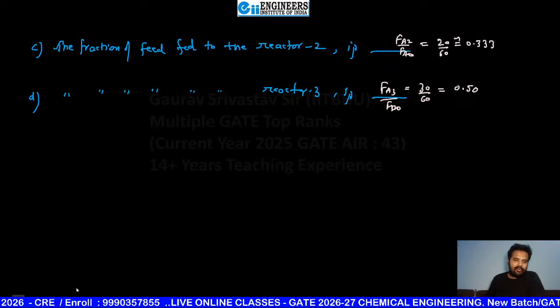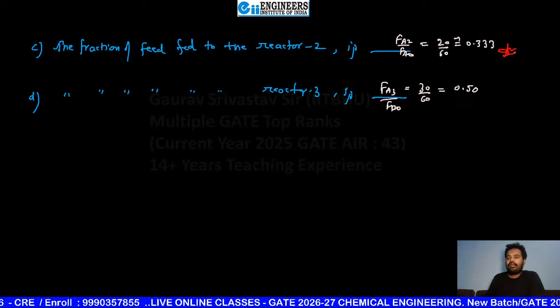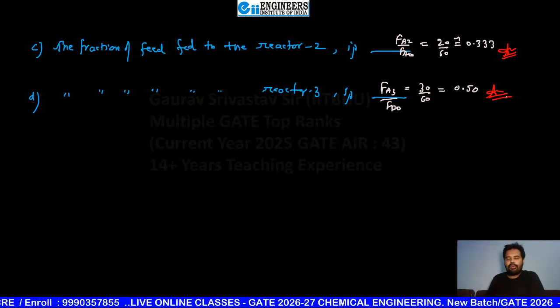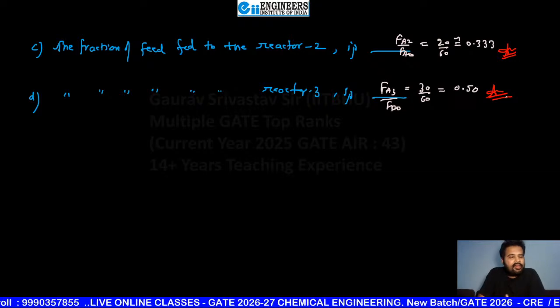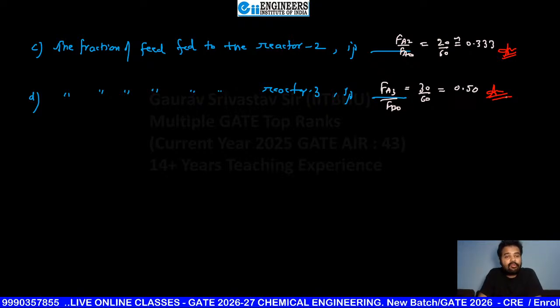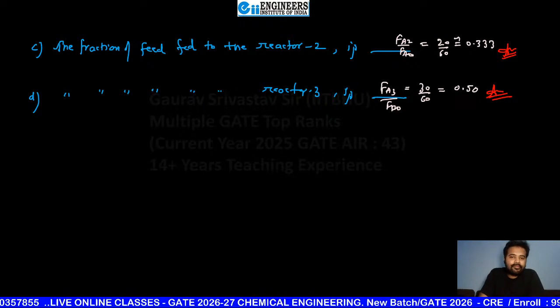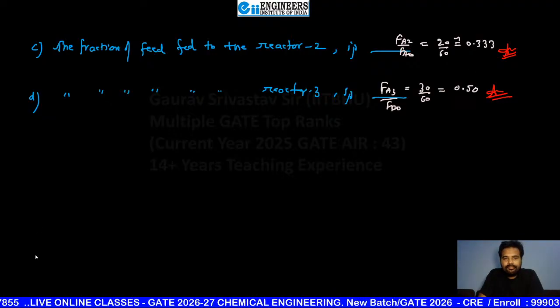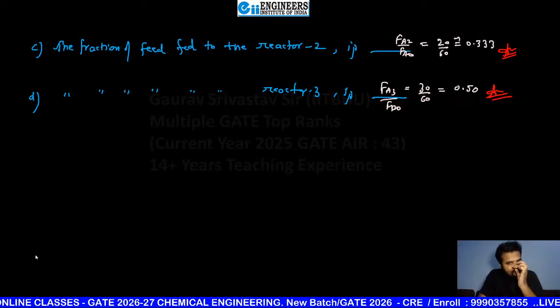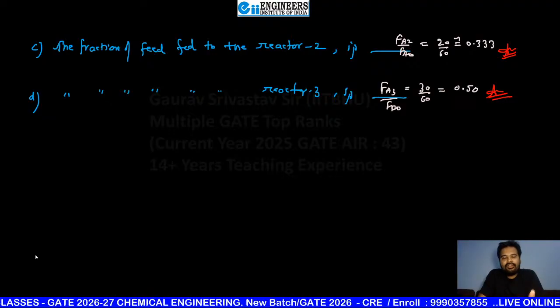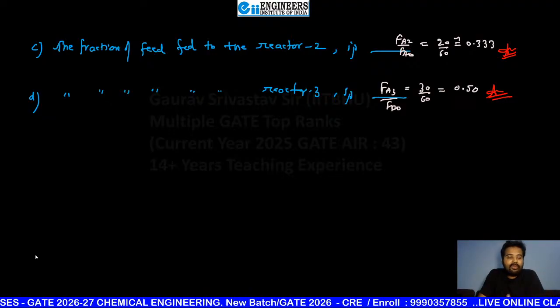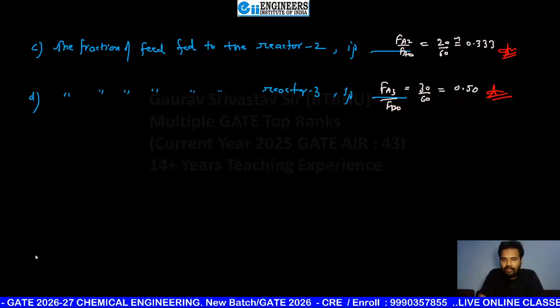Tell me, beta, is everyone clear? Is everyone able to solve any problem relating to this topic, CSTR in parallel? Can we proceed to PFR in parallel? So here you got that for the same conversion in any branch, V by FA0 must be identical. Okay, V by FA0 must be identical.